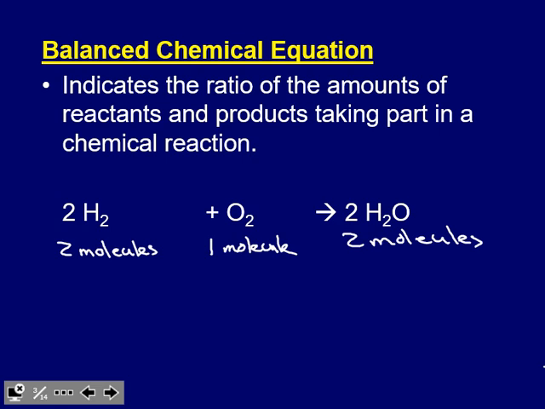Molecules are way too small. So we always talk about moles, large groups. So this also could represent the fact that if I had 2 moles of hydrogen, I would need 1 mole of oxygen, and that would produce 2 moles of water. That's a much more convenient thing, because if I'm going to work with moles, then I can easily convert that to mass. I know how to do that. I can use a molar mass, and I can make a conversion. Okay? So moles is far more convenient.